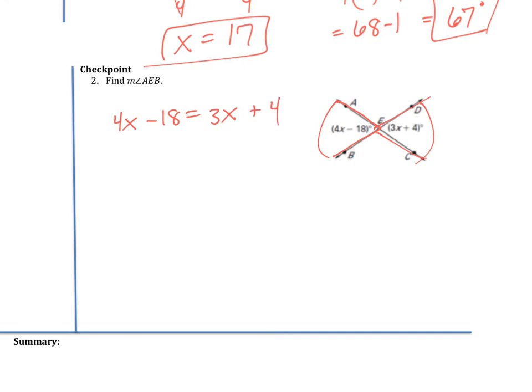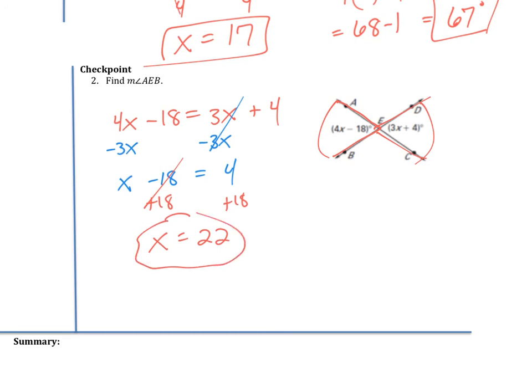And then you would solve this. I'm going to subtract 3x to get all the x's on the left side. So we have x minus 18 equals 4. Add 18. x equals 22.